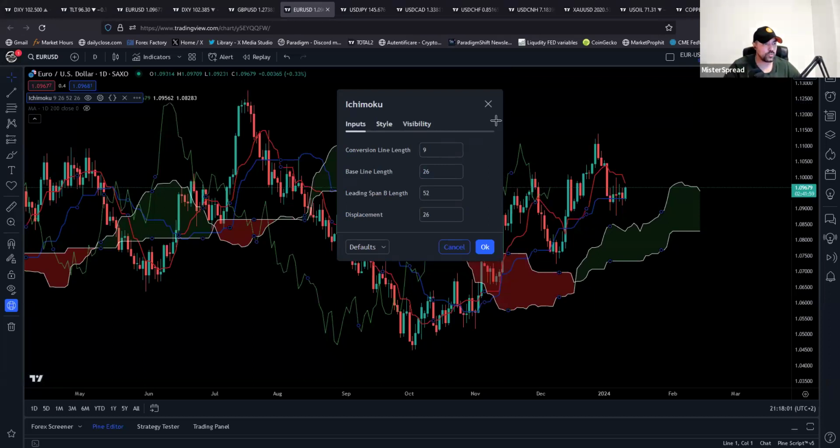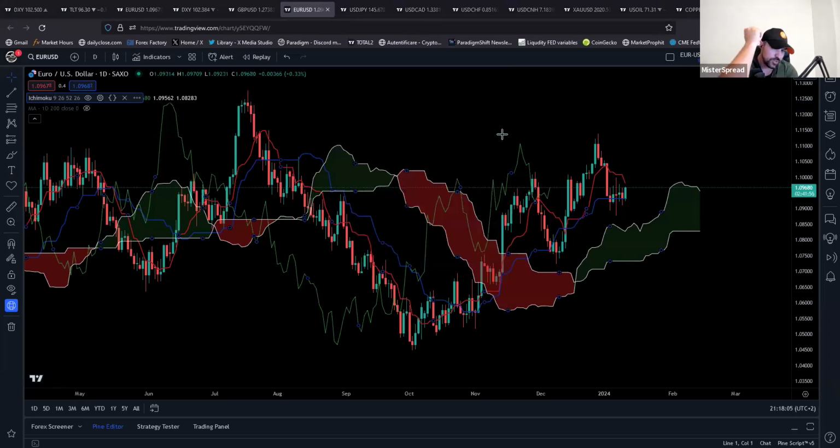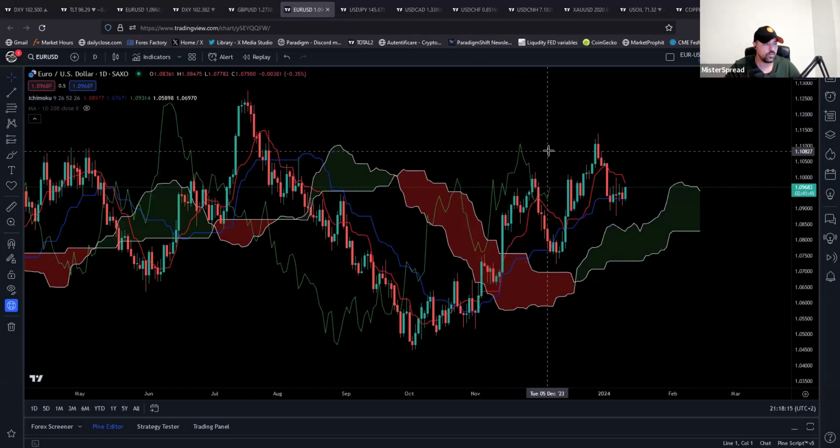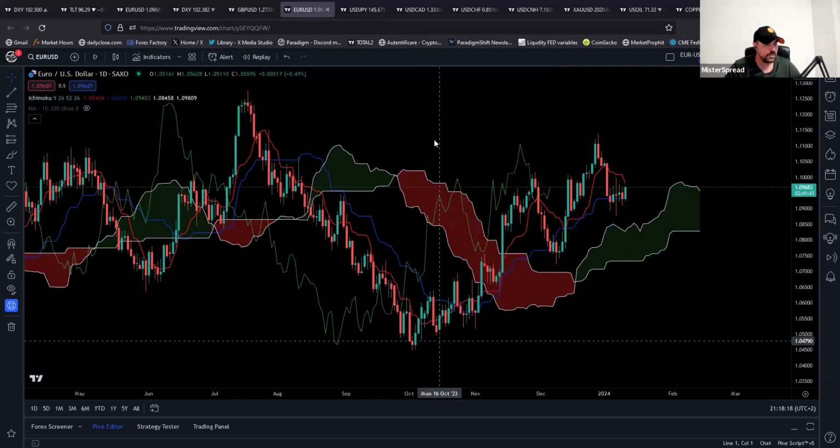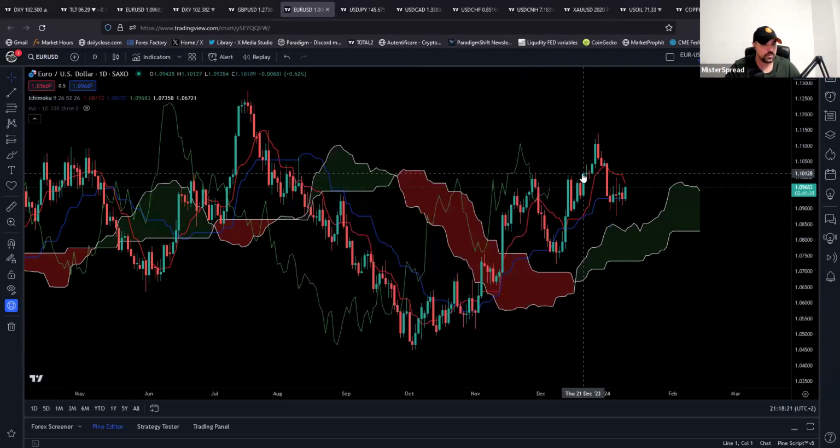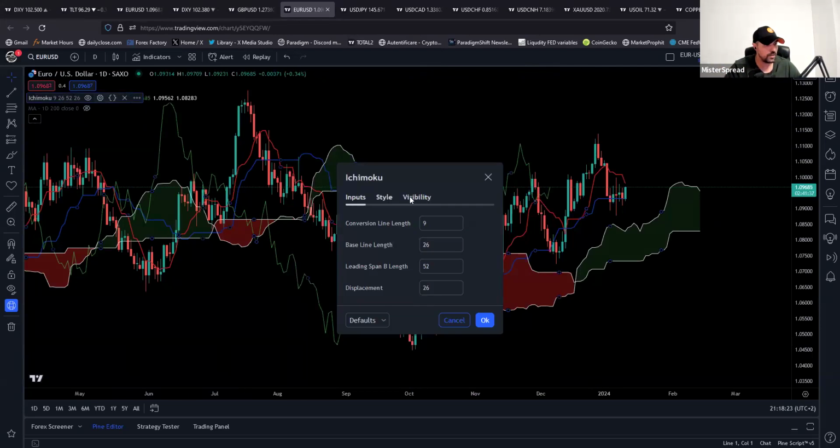Okay, good. So this is the conversion line, or the Tenkan-sen. You can call it however you like. For me, it's much easier to call it the Tenkan-sen, but you can call it the conversion line if it's too much of a mouthful. Okay, the next one. Let's go back.